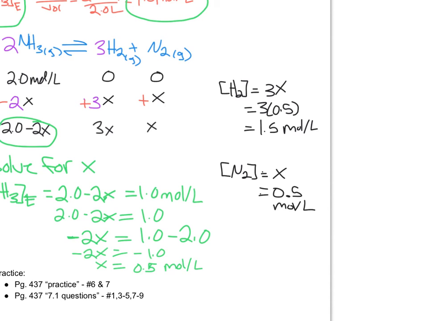And then you just need to write a therefore statement again. So there's our therefore statement. Therefore, the concentration of N2 and H2 are 0.5 mole per liter and 1.5 mole per liter respectively.